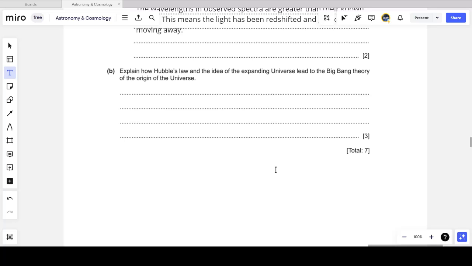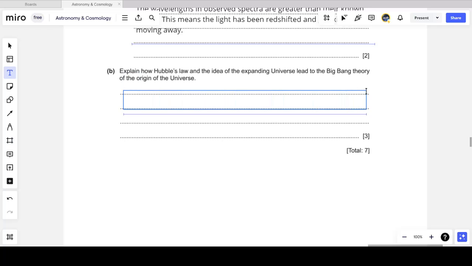The speed of recession would be zero, and the speed of recession is only zero when the distance is zero. V is equal to H naught d. No recession if no distance. So there must be some point in space that was initially where all the matter was condensed before some big bang happened to push everything apart.